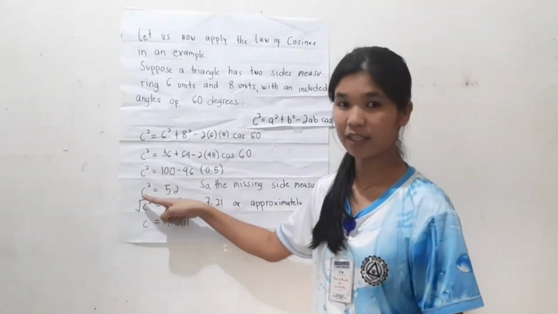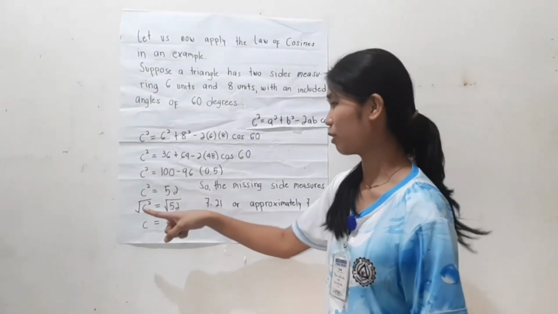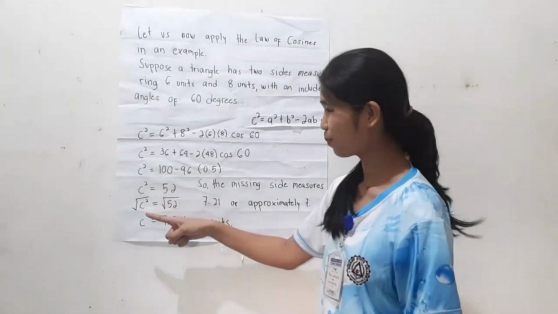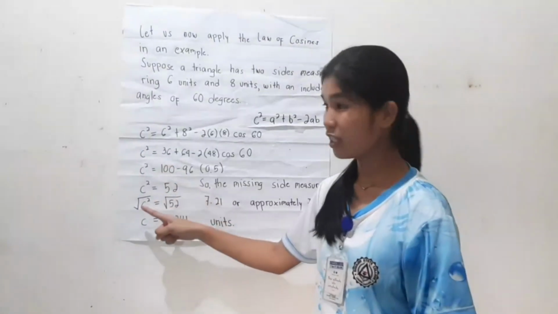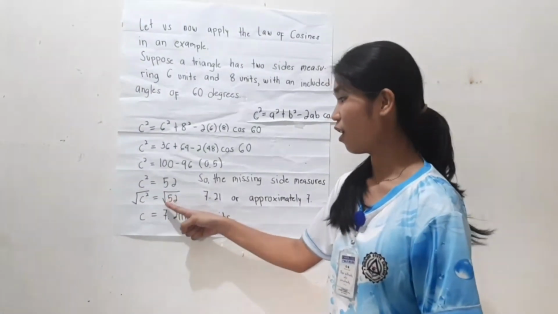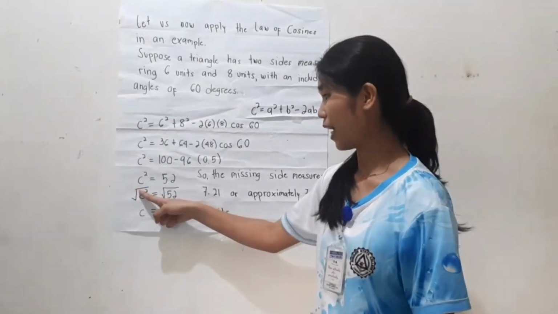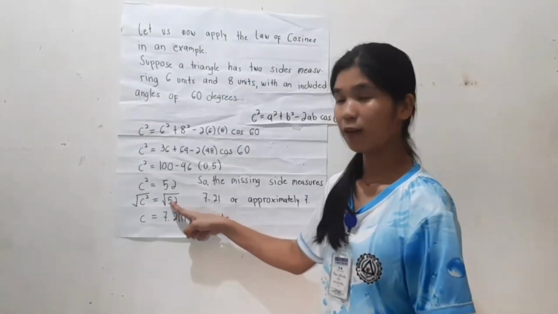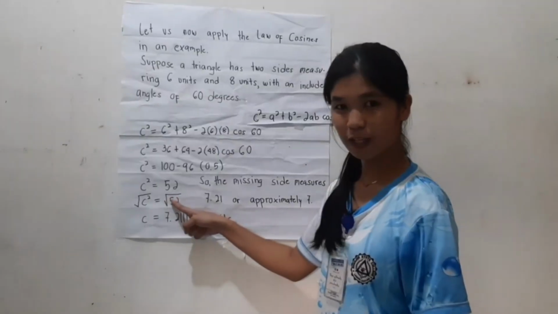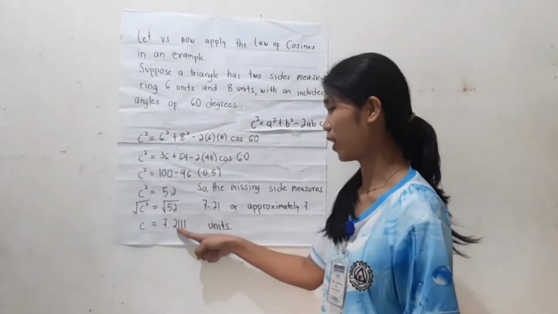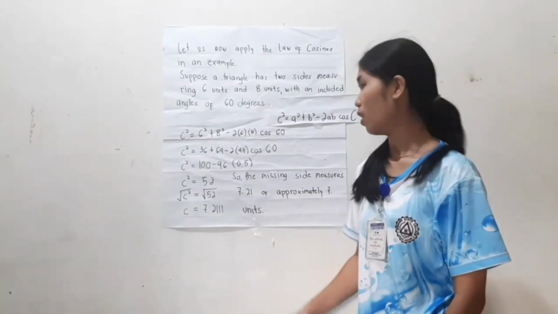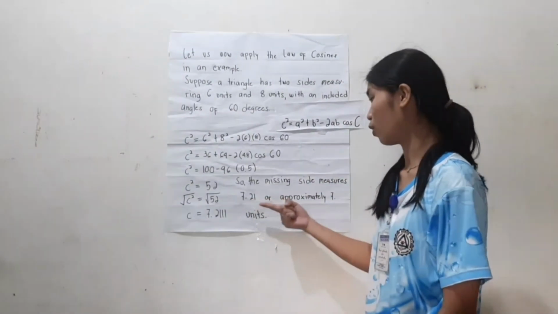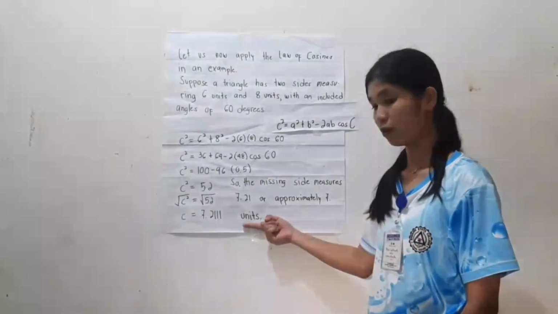Since our c has a squared, we need to put a radical sign to cancel out the squared. Then we have now square root of c squared is equal to the square root of 52. Then we will cancel out the square root, and then we have now c. Then the square root of 52 is equal to 7.211. So the missing side measures 7.21, or approximately 7 units.